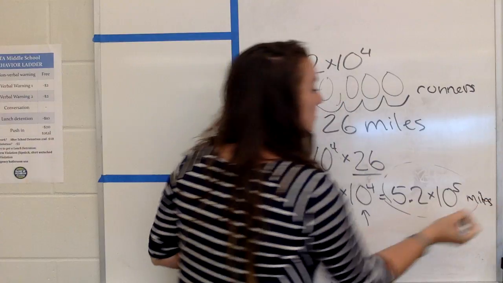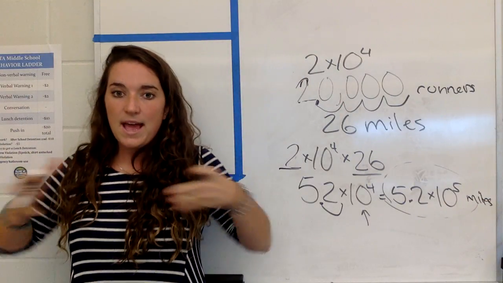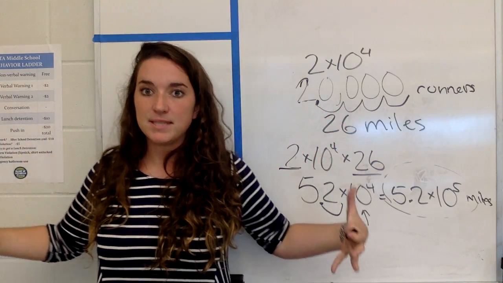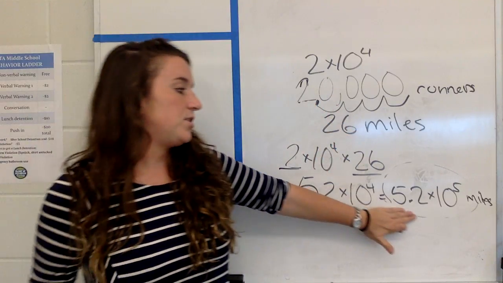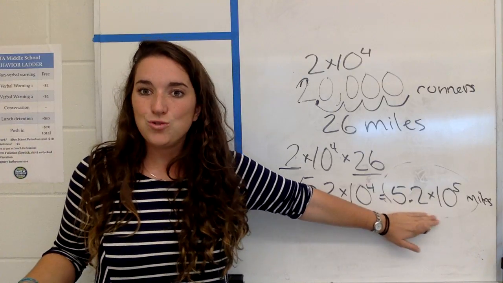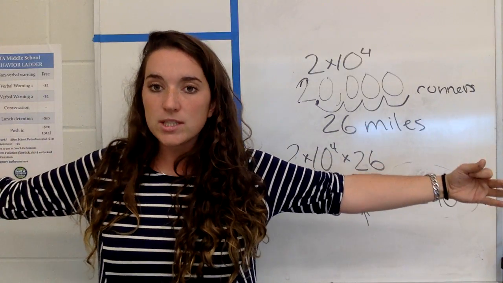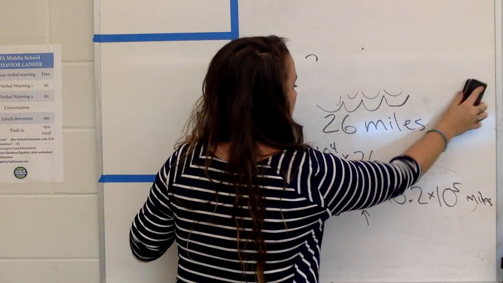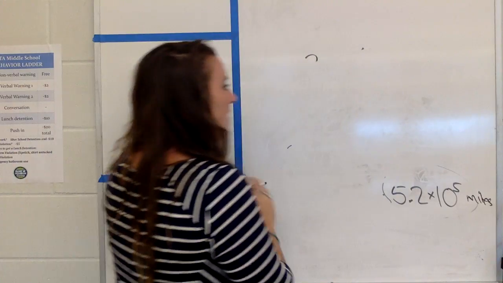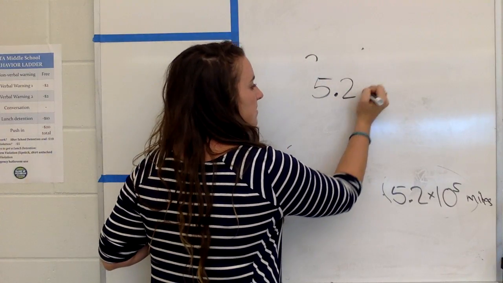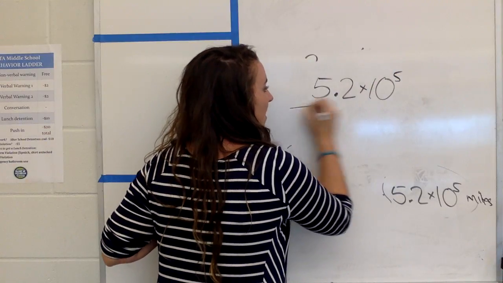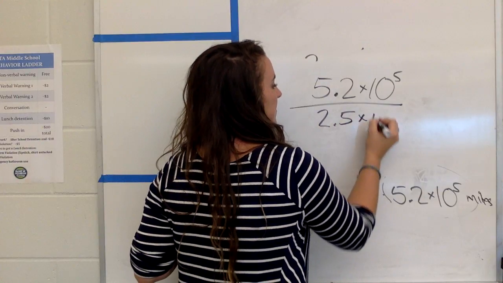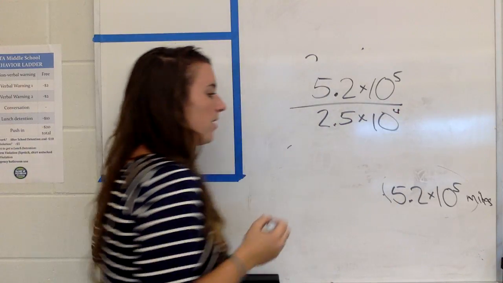But now I need to know how many times they would have run around the globe. And the circumference of the globe is 2 and 5/10 times 10 to the 4th miles. So what do I need to do with those two numbers? I need to divide them. So I need to take my bigger distance, the distance that they ran, and divide it by the circumference of the globe. So I have 5 and 2/10 times 10 to the 5th miles, which is the distance they ran, divided by the circumference of the globe, which is 2 and 5/10 times 10 to the 4th power.